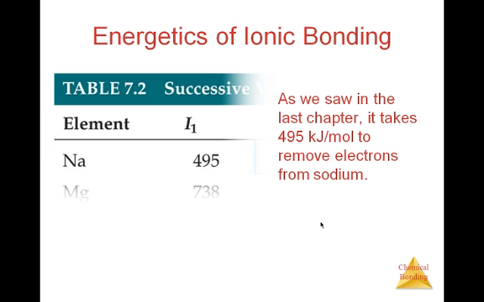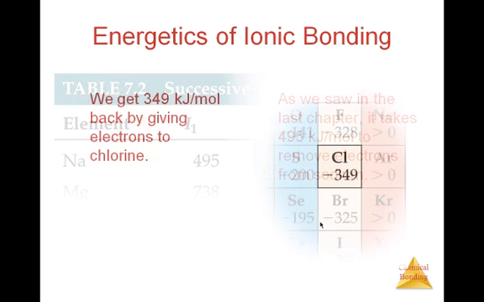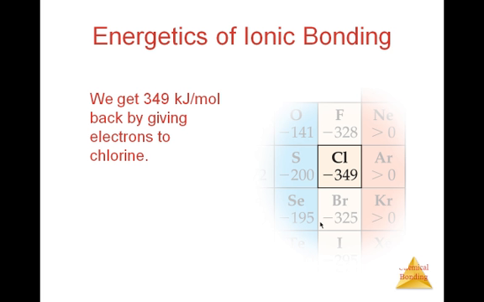To understand how an ionic bond forms, let's look at the reason why it forms. First off, we learned that when you have sodium, the ionization energy is 495 kilojoules per mole. That's how much energy it takes to remove electrons. And if you give electrons to chlorine, it actually releases energy.